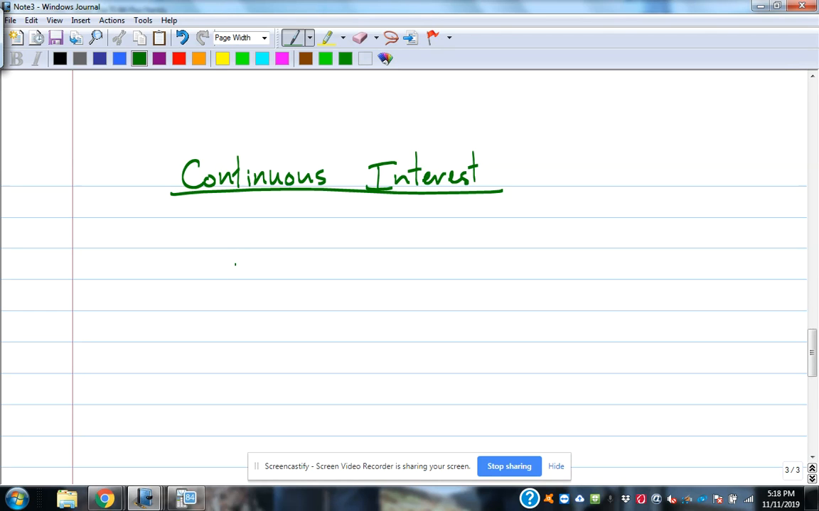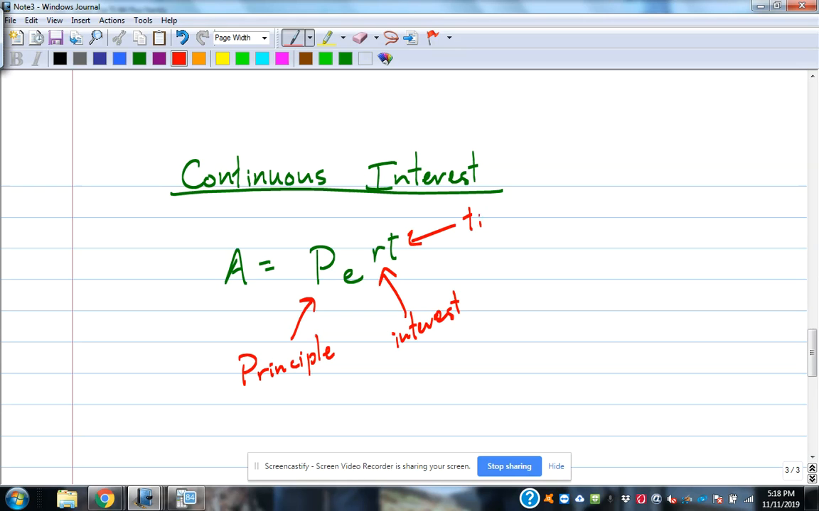Continuous interest has this formula, and I always call it the PERT formula, P-E to the R-T. P is still your principal. The R is your interest rate. T is still time in years. The E is the exponential number, that 2.71 blah blah blah stuff. That E is the number that is like the log base E type thing.